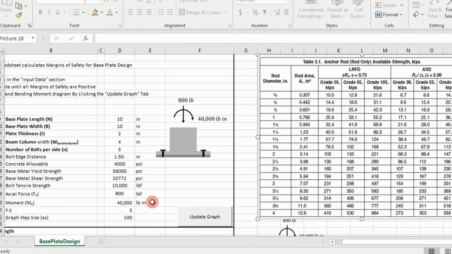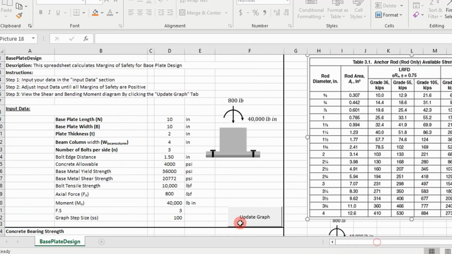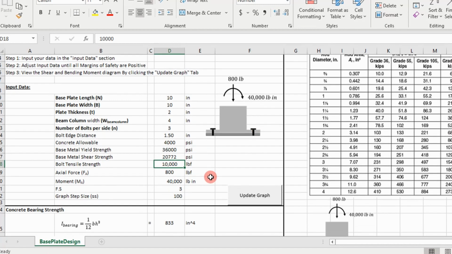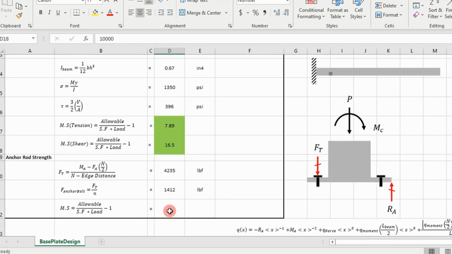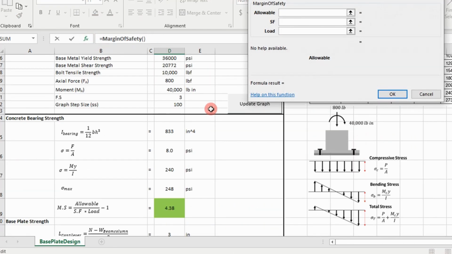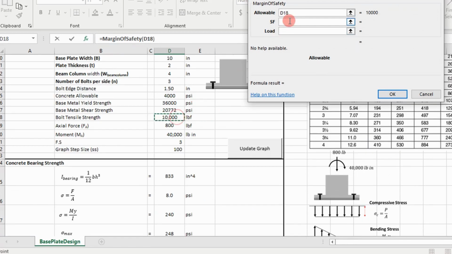So I put my allowable in here. I put it as 10,000. We're going to go ahead and calculate our margin of safety. So our margin of safety is going to be our allowable 10,000, our factor of safety, and then our load.